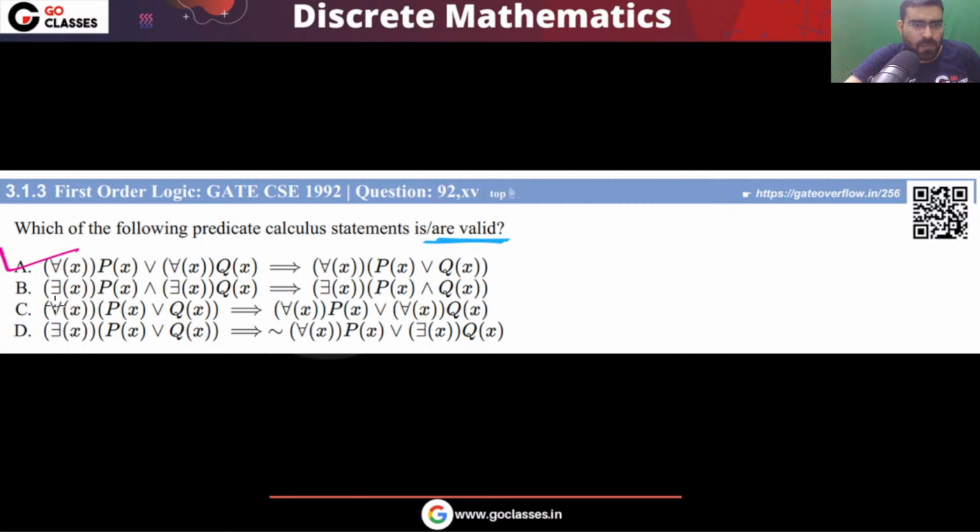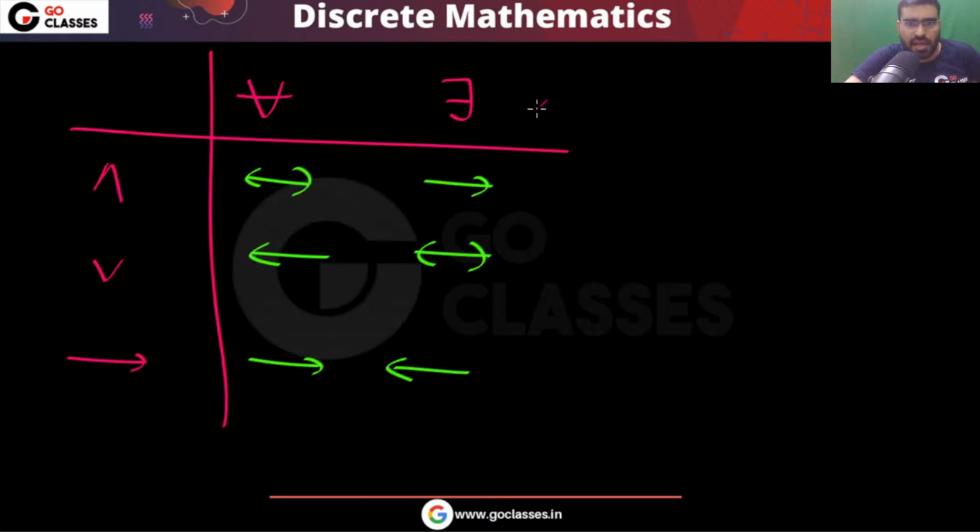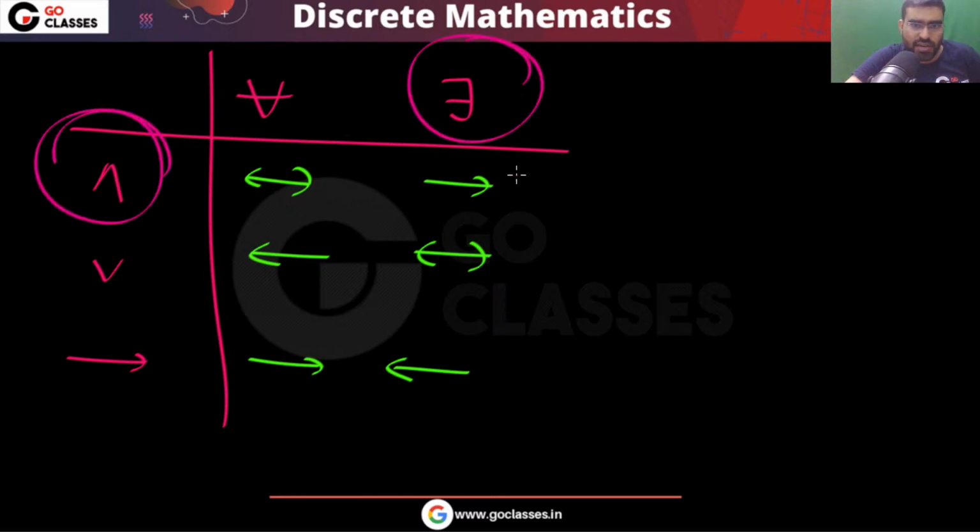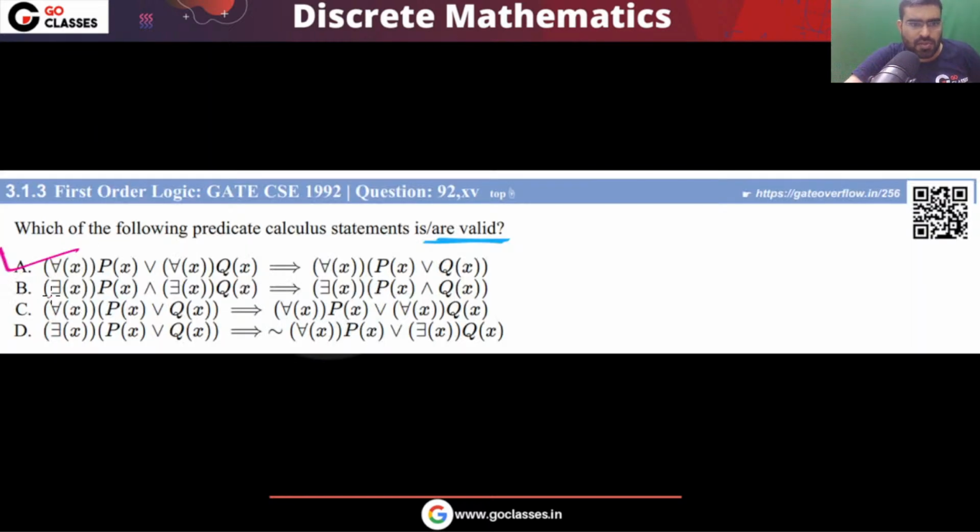What about the next? Existential quantifier in the case of AND goes from compact to expanded. So this is definitely not valid. Option B is not valid. What about the next? You can easily see that this will not be valid. Option C is also not valid.